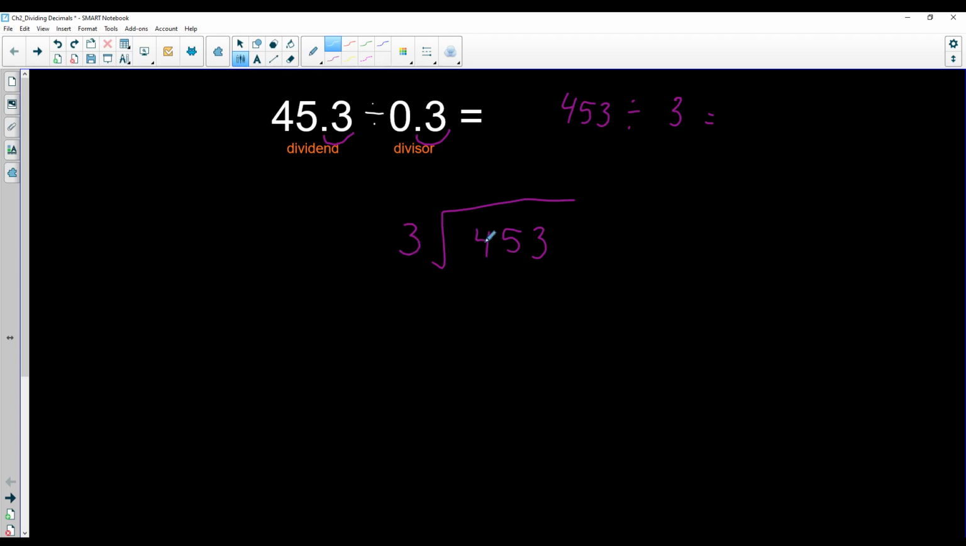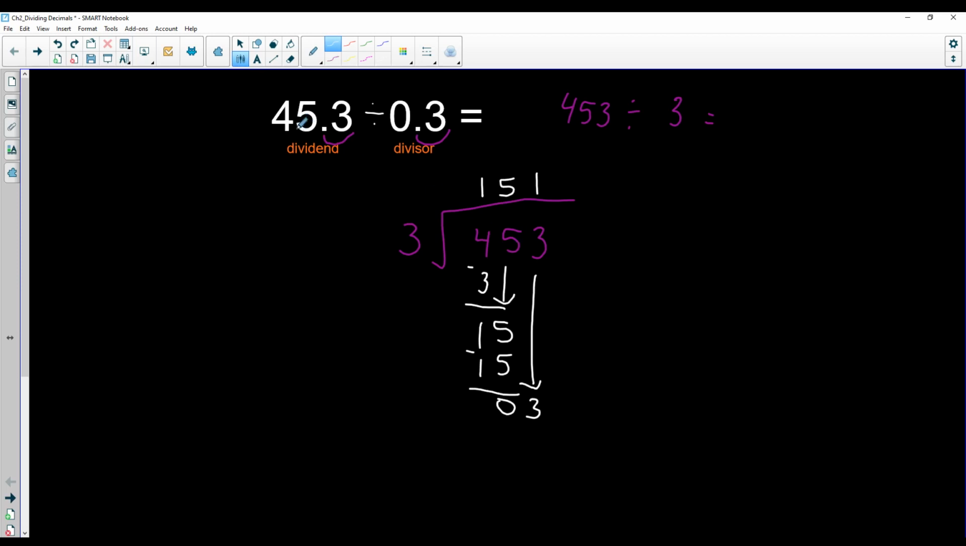3 goes into 4 one time. We can do the long division process where we multiply that by this, and then bring down the next number. 3 goes into 15 5 times. Again, if you notice, I'm keeping everything as neat as possible and lined up. And finally 3 goes into 3 one time. So this is our answer, our quotient.